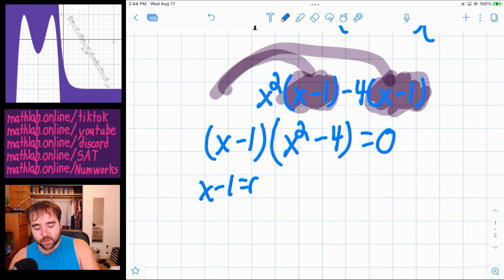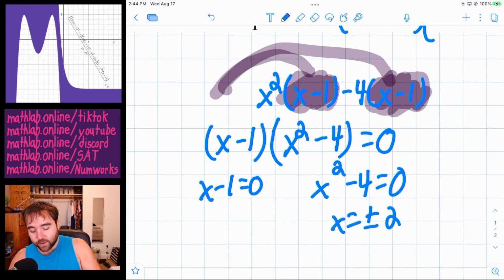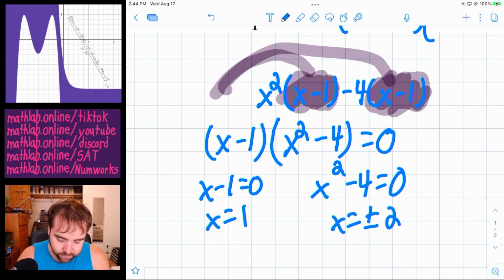So now it's our whole idea. We got two things multiplied together to get 0. So x minus 1 equals 0, or x minus 4 equals 0. So x is plus or minus 2, or x equals 1.